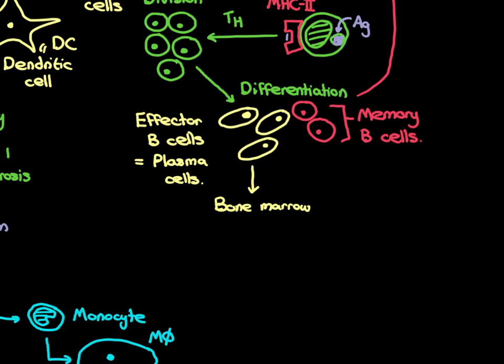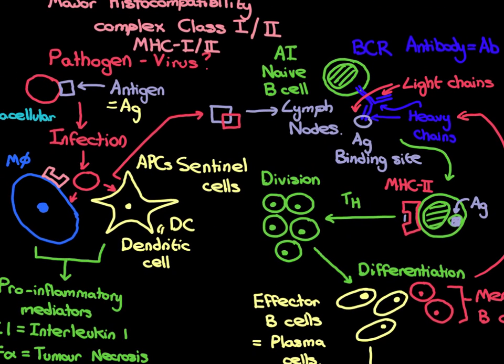So our plasma cells are going to go into the bone marrow, and they're going to start chucking out antibody molecules, soluble antibody molecules. These antibody molecules will go into the bloodstream, and they will then leave the bloodstream at the site of inflammation, i.e. where the infection with the pathogen is occurring, and there they will be able to bind to the epitope of the antigen that they are directed against.